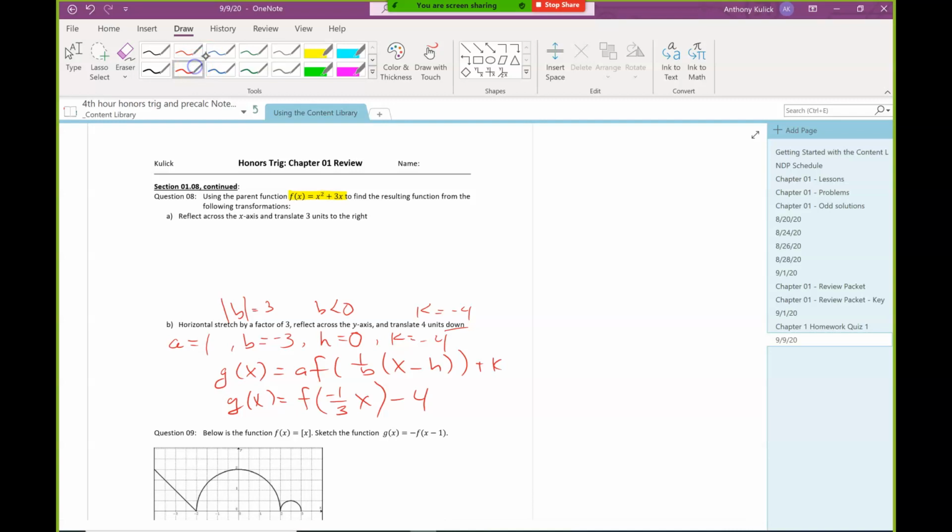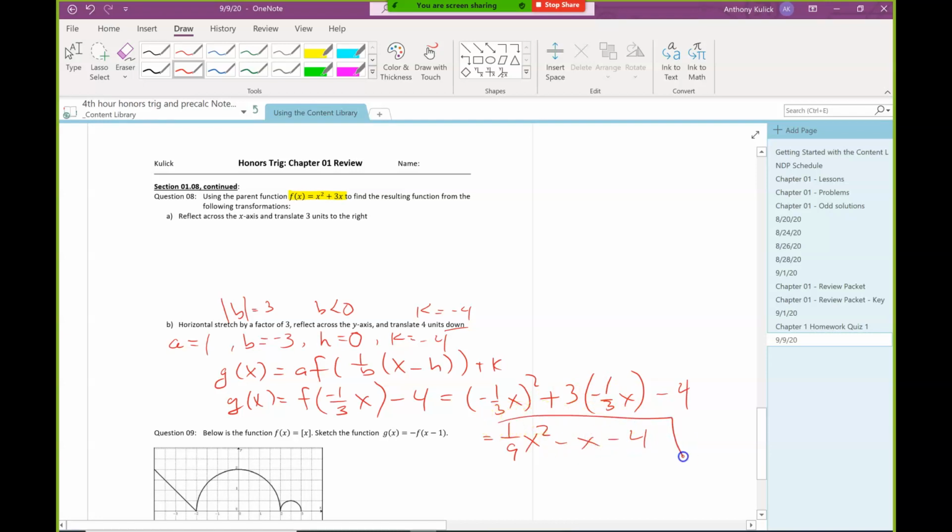So now let's evaluate this. So I'm going to have f of negative 1/3 x become negative 1/3 x squared plus 3 times negative 1/3 x. And then I still have that minus 4 that I have to tack on to the end. Okay, there. And then I just simplify. So negative 1/3 squared is 1/9, and x squared is just x squared. 3 times negative 1/3 x just becomes negative x. And then I have minus 4.